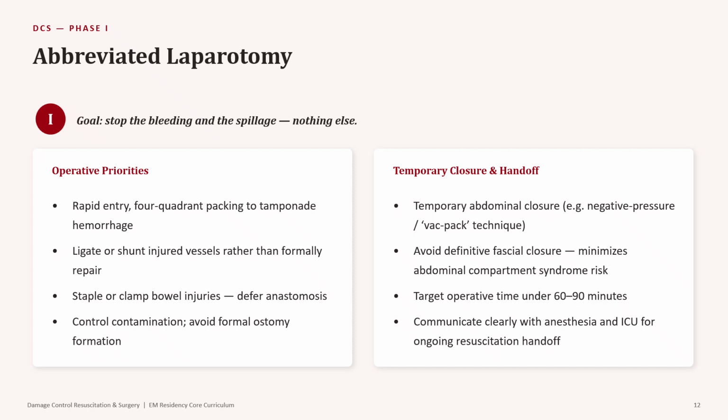Temporary closure and handoff. Use temporary abdominal closure, for example, negative pressure or the Bogota bag technique. Avoid definitive fascial closure, as this minimizes abdominal compartment syndrome risk. Target operative time under 60 to 90 minutes. Communicate clearly with the anesthesia team and the ICU team for the ongoing handoff.